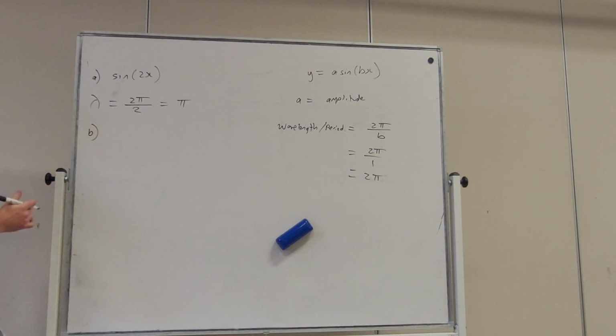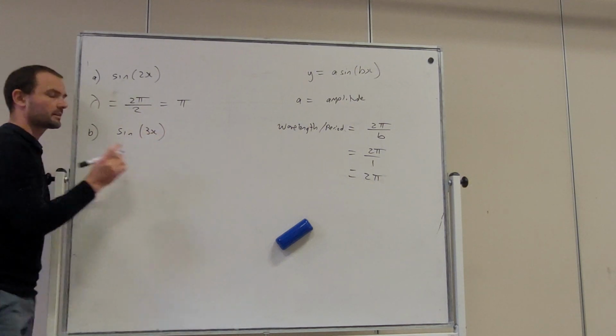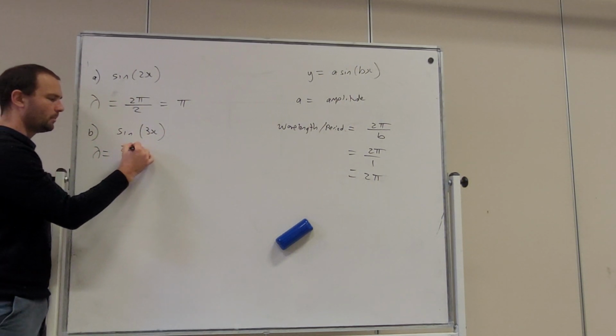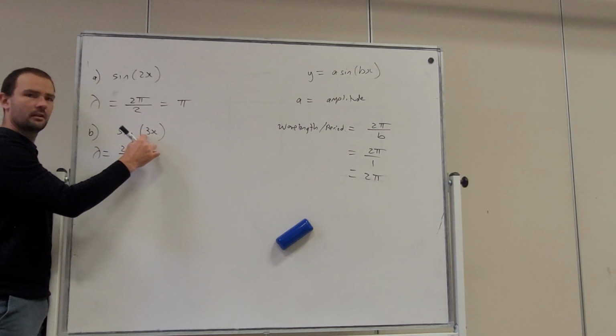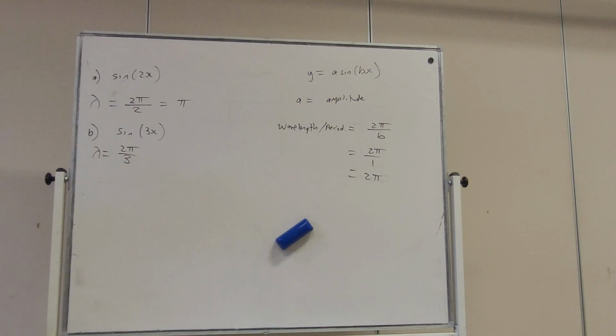All right, on to B. We have the function sine of 3x. Let's calculate the wavelength. The wavelength is going to be 2 pi divided by 3. We can't simplify that any more than it is, so we'll leave it like that.